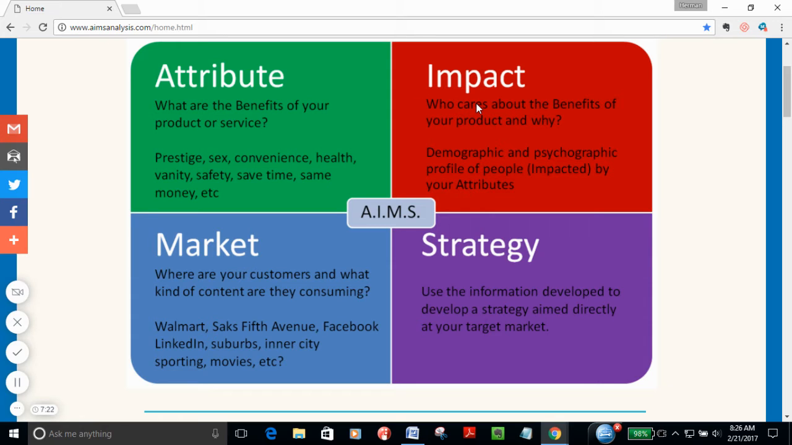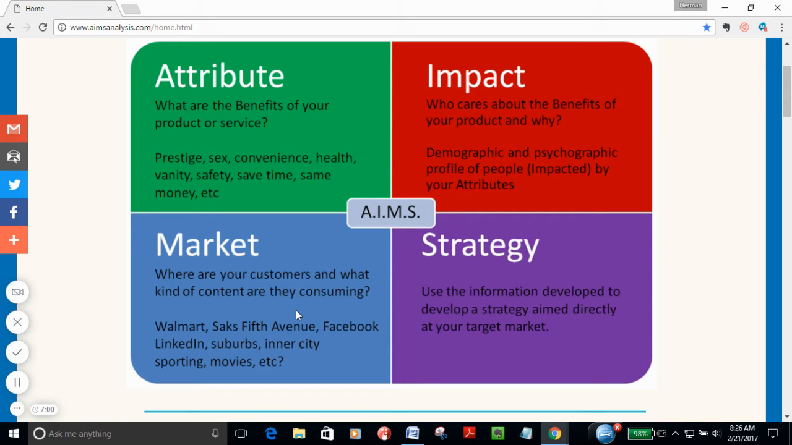Impact. What is impact? Impact is determining who cares about the benefits, and that'll become more clear when we apply some examples to it. But we want to uncover the demographic profile and psychographic profile of the people who care about the benefits of your product or service.